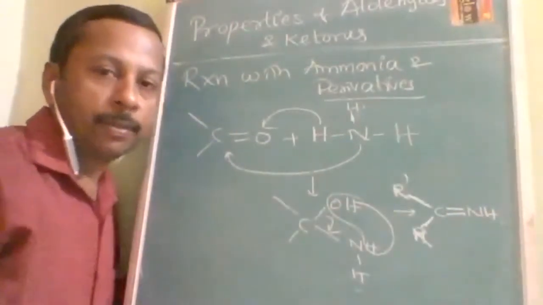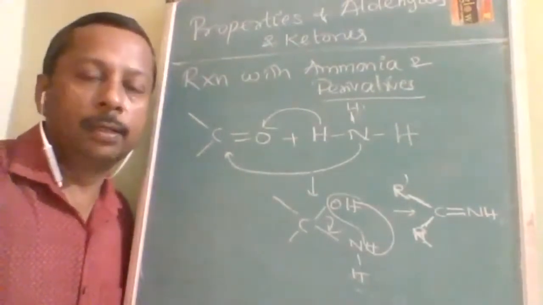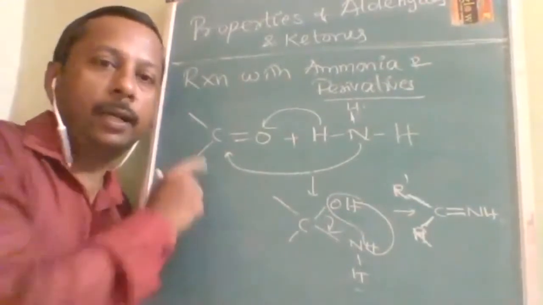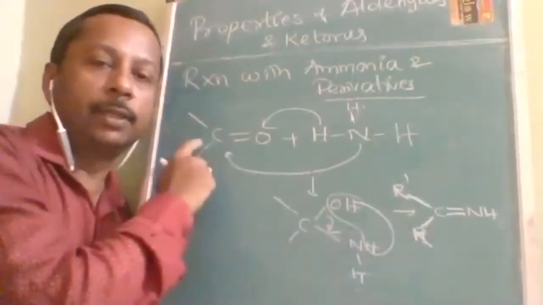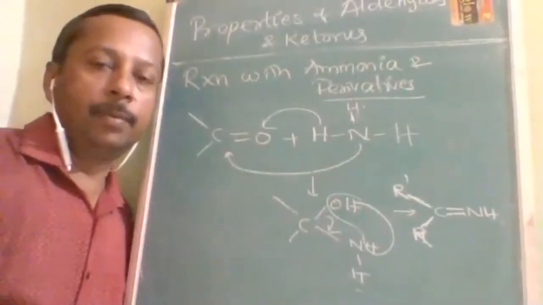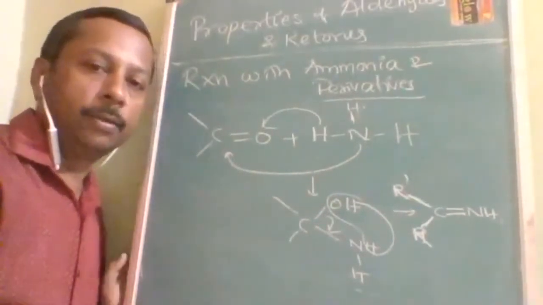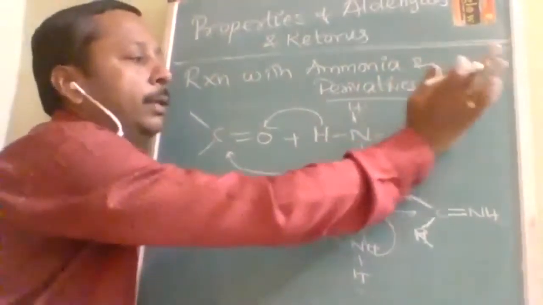So the reaction of carbonyl groups with ammonia will give you aldimine or ketimine. If aldehydes react with ammonia, aldimine is produced. If ketone reacts with ammonia, ketimine will be produced. Now let us take the next, hydroxylamine.